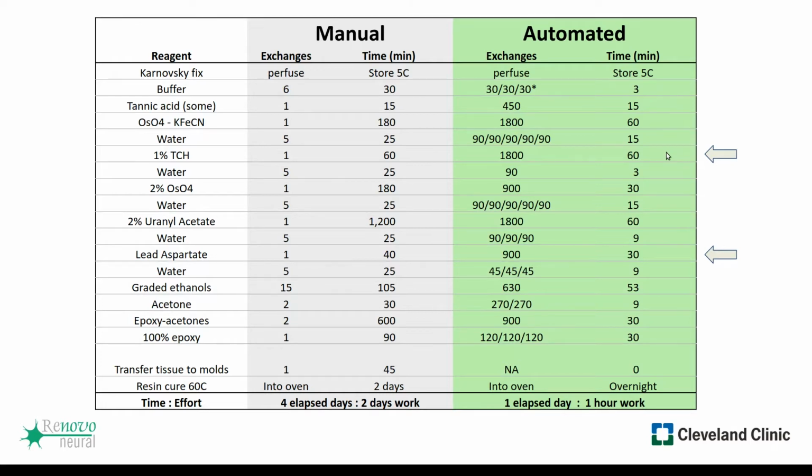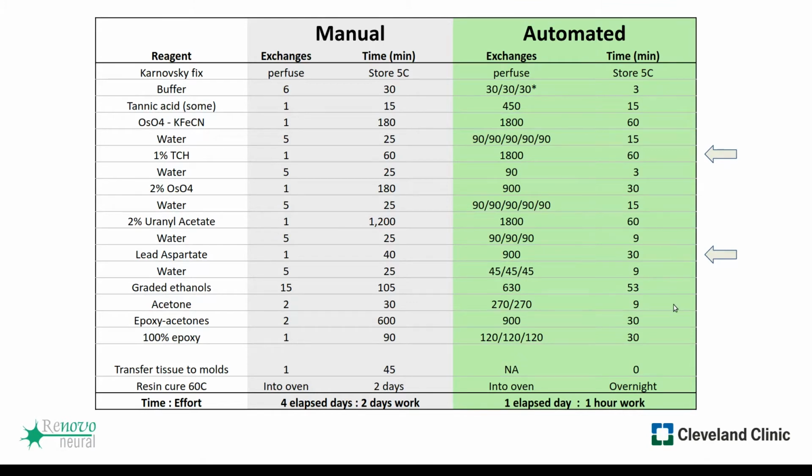I also did the same aspirate and hold process for the last water wash before the lead aspartate step, so that I could add in 60 degrees Celsius Walton's lead aspartate when I got to that step. Everything else is pretty much the same. And then you wash again after lead, and you go through your graded ethanols.